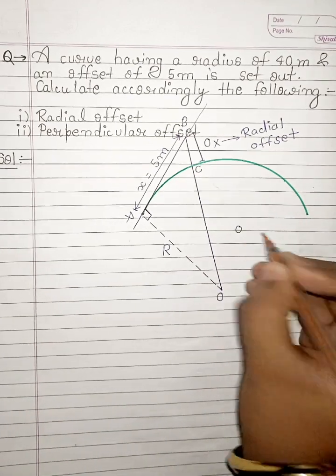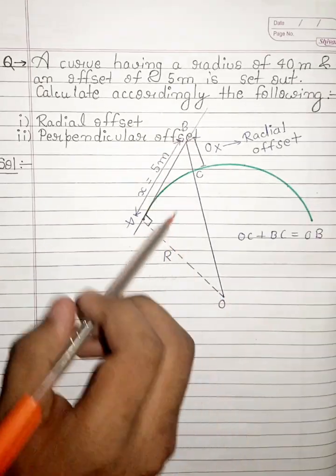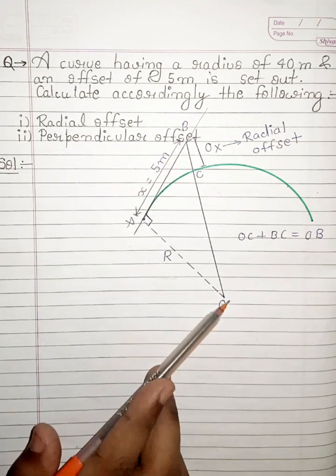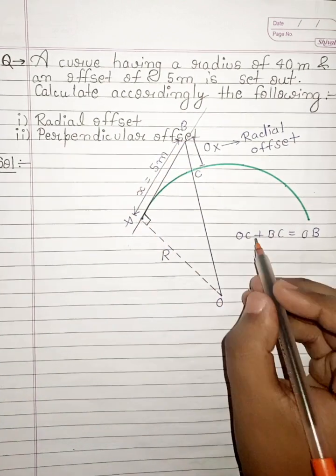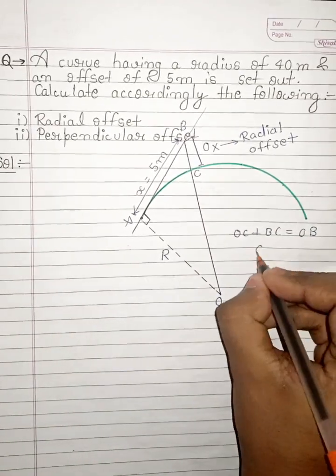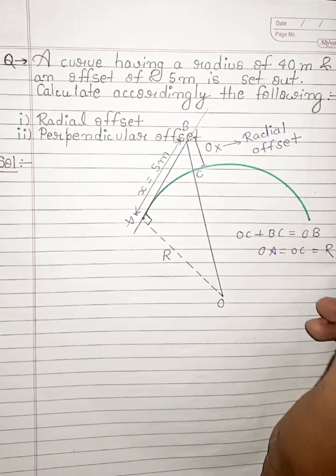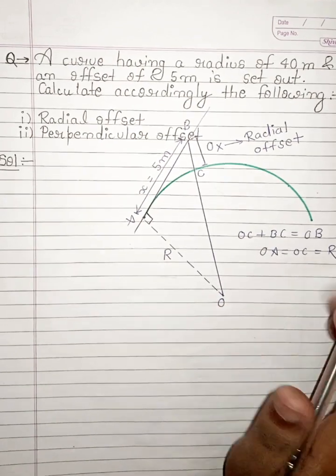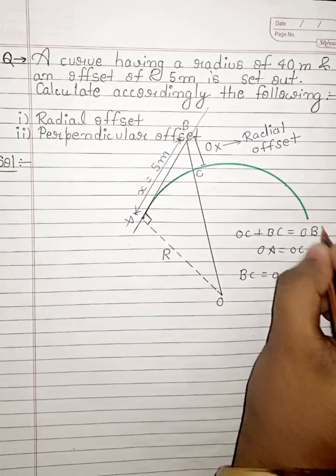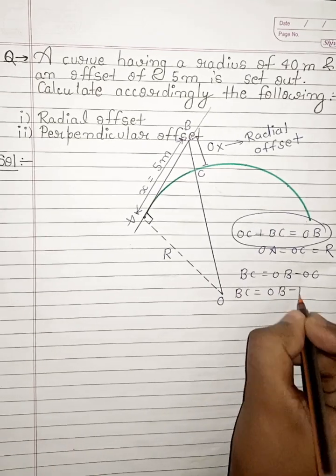So can you write OC plus BC is equal to OB? Like the same, you can see in the diagram itself: B, C and O are collinear points. So we can say that OC plus BC is equal to OB. Now what is OC? OC is nothing but the radius of the curve. OA is equal to OC is equal to capital R, that is the radius of the curve. So from here we can say that BC is equal to OB minus OC. This is the first equation. And OC is R, so BC is equal to OB minus R.